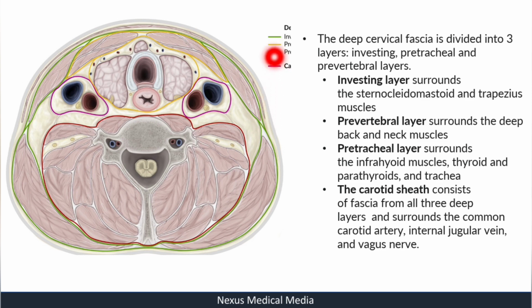Next is the prevertebral layer in this lime color here. This surrounds the deep back muscles and neck muscles. Next one is the pretracheal layer. The pretracheal layer surrounds the infrahyoid muscle, the thyroid, parathyroid, and the trachea, and the carotid sheath here. The carotid sheath, as I said, consists of the fascia from all three deep layers and surrounds the common carotid artery, internal jugular vein, and the vagus nerve. And behind it, you find the sympathetic trunk. You find it around here.